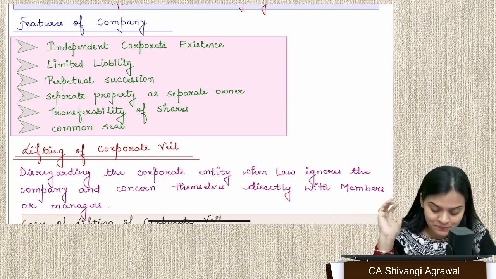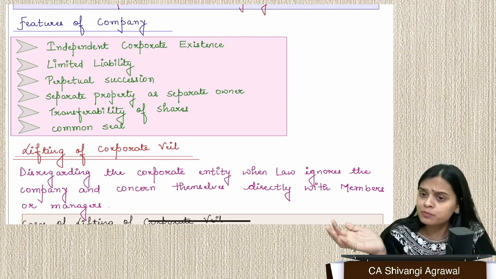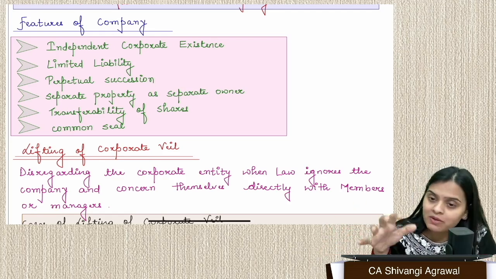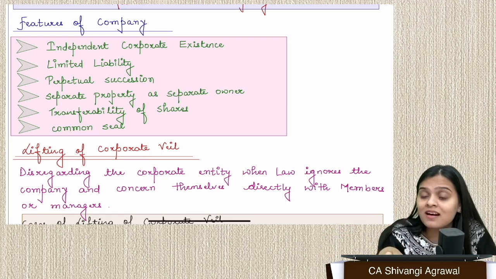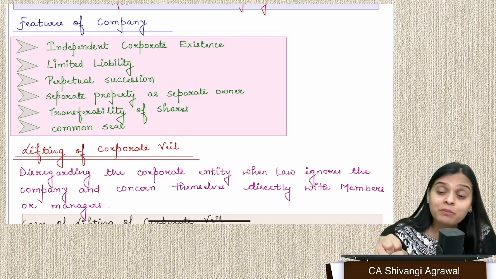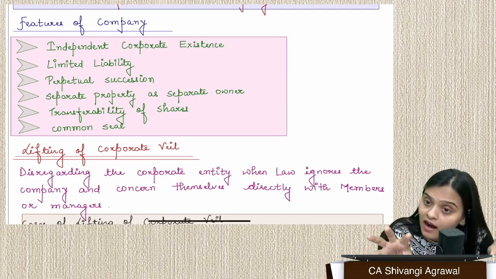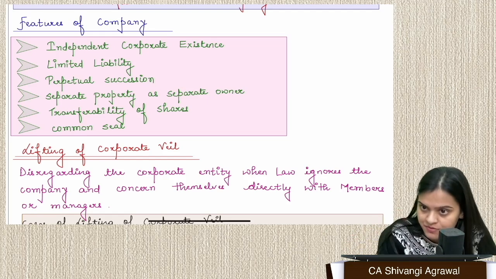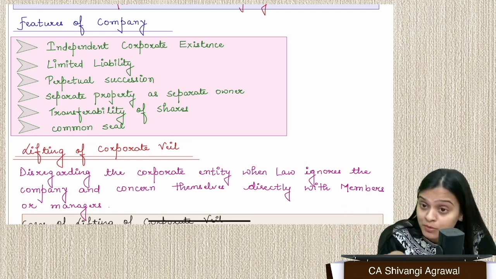So you can have that. Next is transferability of shares. Now, transferability of shares, we have two types of companies, public and private. In private company, the shares can be transferred, but they are restricted. In public company, they're freely transferable. In both the cases, they are capable of being transferred, right? Whether restrictive way or freely, they are capable of being transferred.